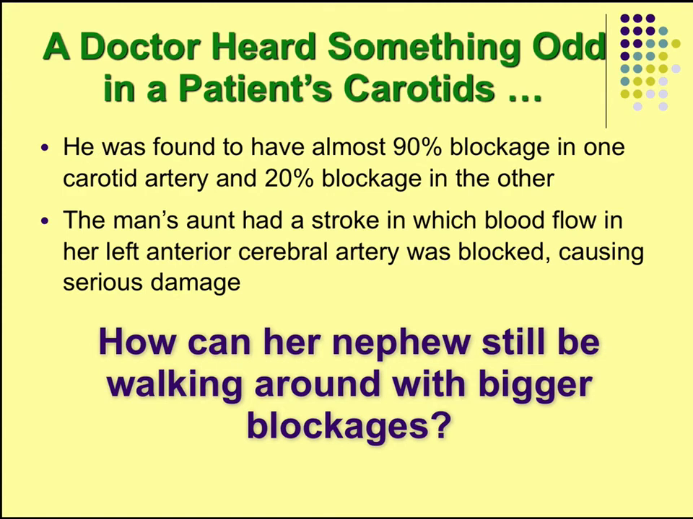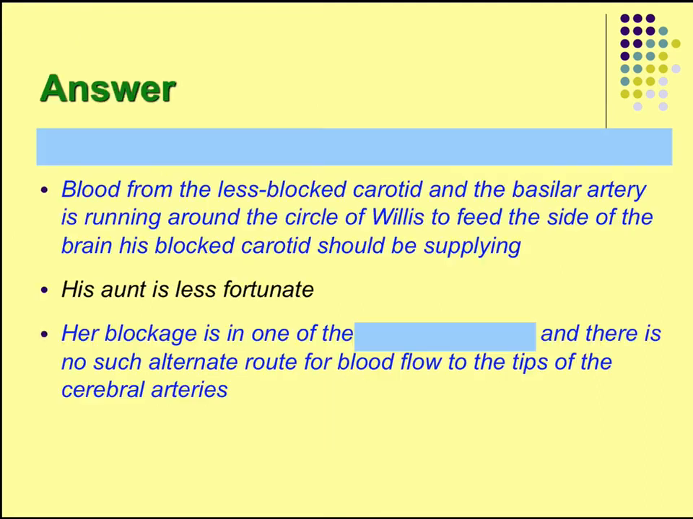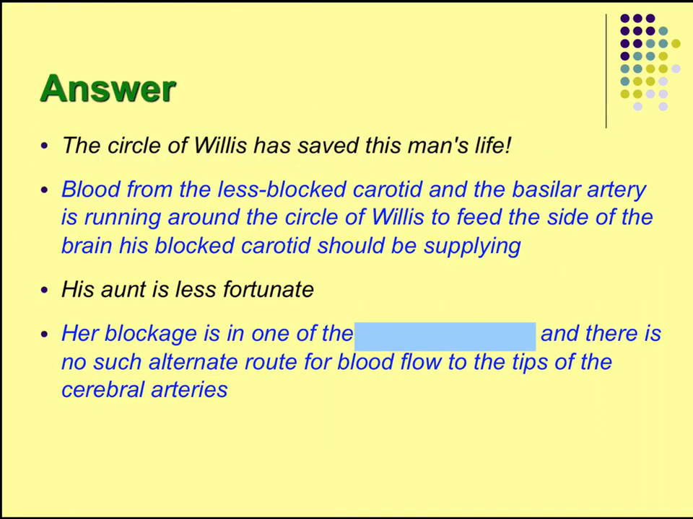So a doctor heard something odd in a patient's carotid, so in their internal carotids. He found that in one there was a 90% blockage, and in the other there was a 20% blockage. The man's aunt had a stroke in which blood flow in her left anterior cerebral artery was blocked, causing serious damage. So how can her nephew still be walking around even though he had a bigger blockage? And the answer is the circle of Willis saved his life.